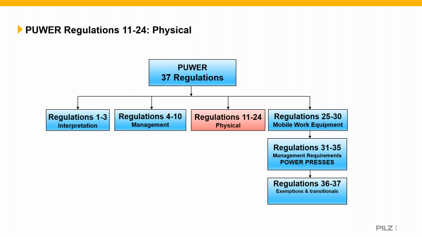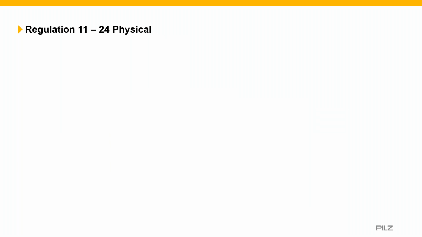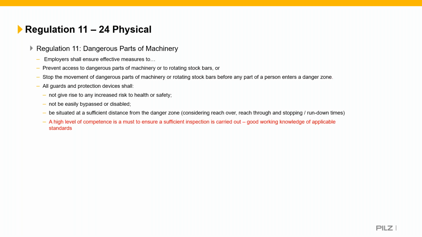So if we look at section 3, Regulations 11 to 24, this looks at control issues, things like guarding, starting, stopping, etc., as we've said. And Regulation 11 looks at dangerous parts of machinery. A very, very key aspect here is that the person that's looking at this needs to have a very good working knowledge of the machinery and all of the applicable standards.